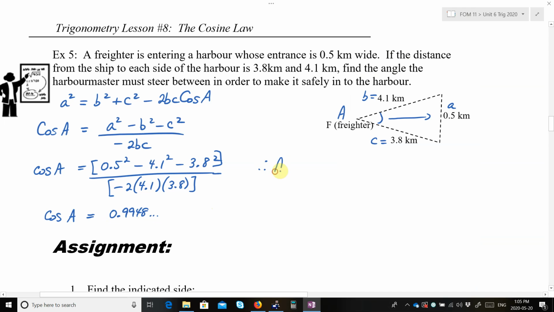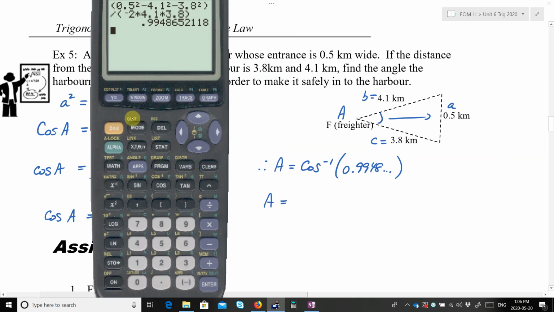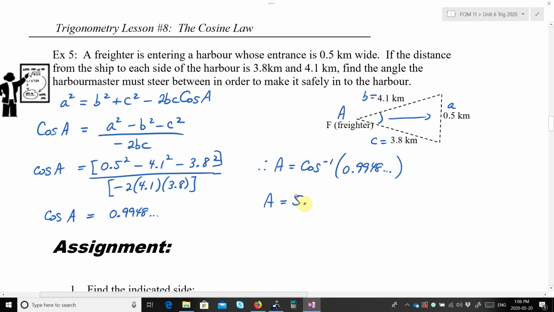And we can say, therefore, angle A is cos inverse of that ratio, 0.9948, and a bunch of stuff. Okay, so angle A is equal to, I need to go second function cos to get cos inverse, and I want to put that answer in, and answer is under the negative key, so second function negative key, close the bracket, and press enter. 5.8 degrees is our angle.